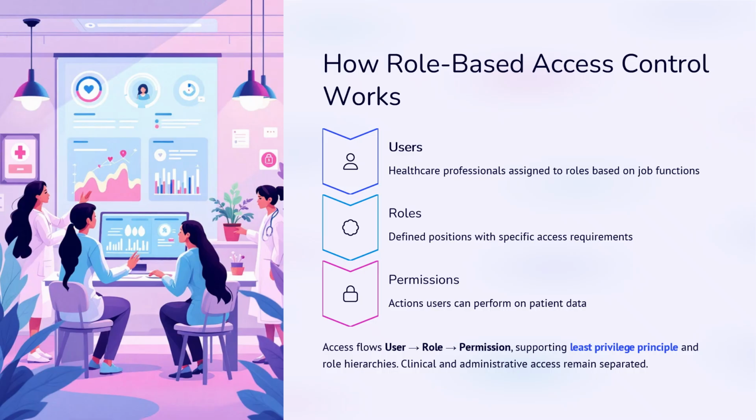Access follows a simple structure: user to role and role to permission. This supports the principle of least privilege, meaning users only receive the access they need to perform their work. Role-based access control also allows role hierarchies and keeps clinical and administrative access separate, which improves security and accountability.